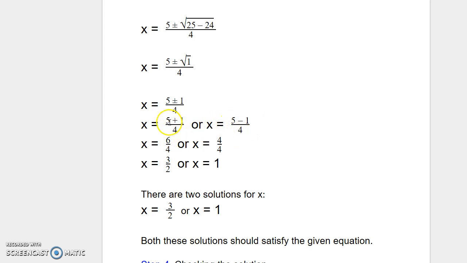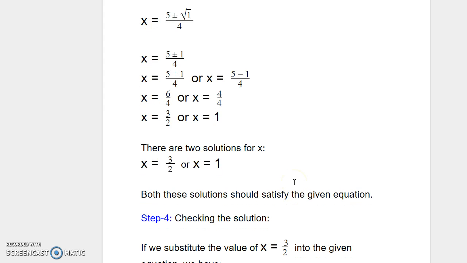divided by 4. So 5 plus 1 divided by 4: 5 plus 1 is 6 divided by 4, or 5 minus 1, which is 4 divided by 4. 6 divided by 4, since both the numerator and the denominator are multiples of 2, 2 times 3 is 6, and 2 times 2 is 4. So 6 over 4 simplifies to 3 over 2, and 4 divided by 4 is equal to 1. Therefore, these are our two solutions.